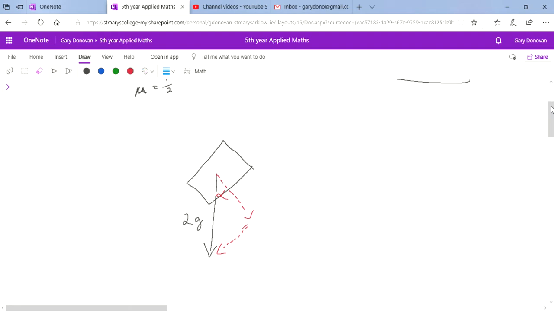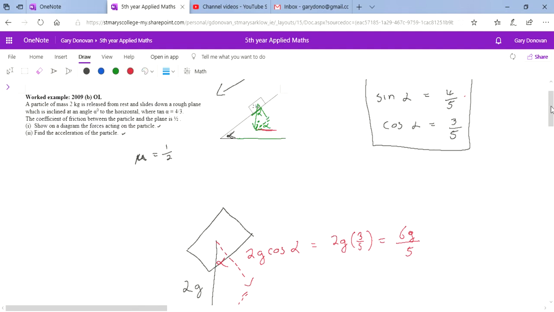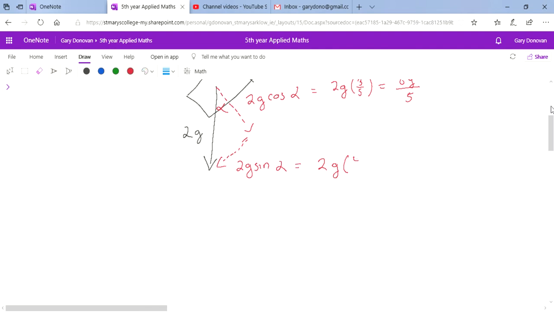So in the last video we said this would be 2g cos alpha, and this would be 2g sine alpha. Now we know cos alpha equals 3 over 5, so that's 2g times 3 over 5, which is 6g over 5. And this will be 2g times sine alpha, which is 4 over 5, so that's 8g over 5.